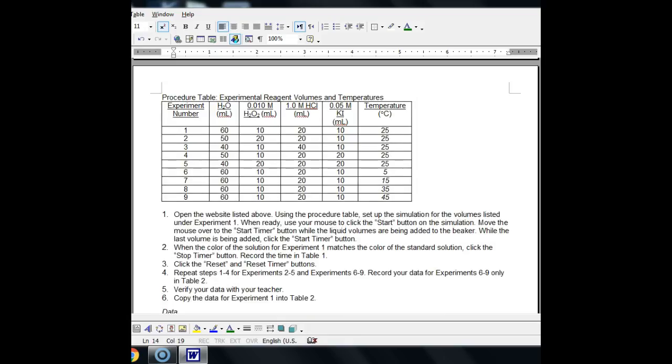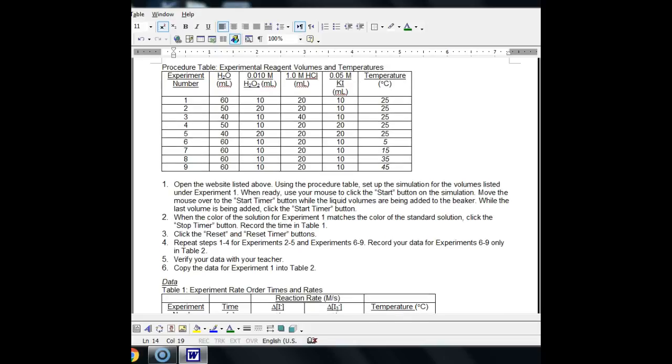And I'm getting my values from this procedure table. If you look here, you see the stock concentration of the different components, the H2O2, the HCl, and the KI, and you see the volumes of each that you added. And no matter which row you look at going across, you should always get the volumes to add up to be 100. We adjusted the water volume depending on the amounts of those reactants we used.